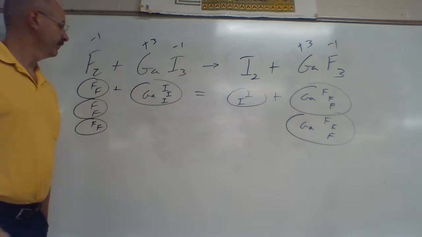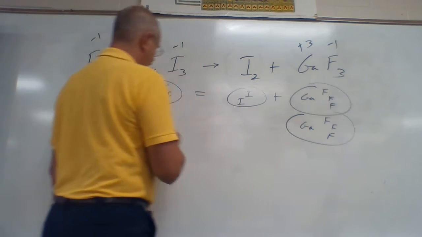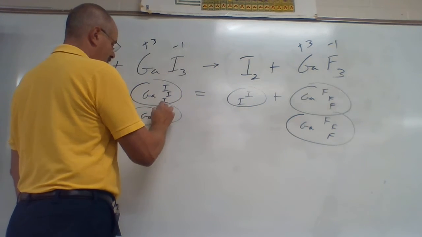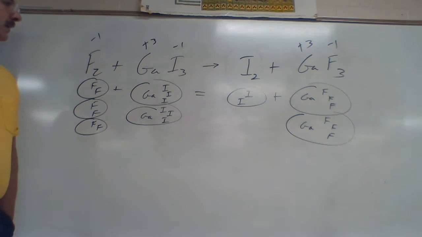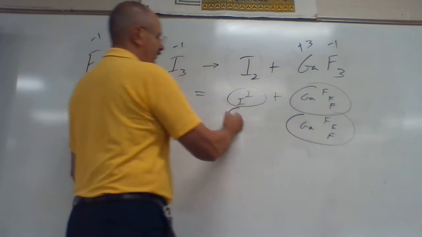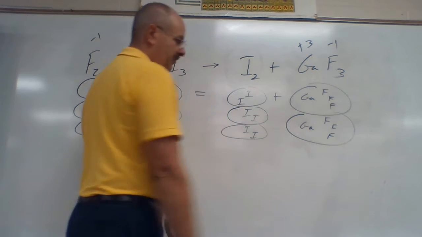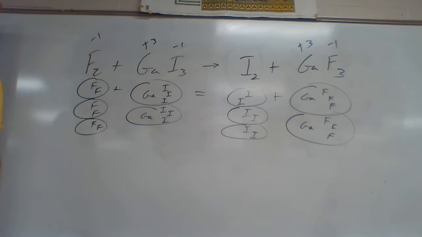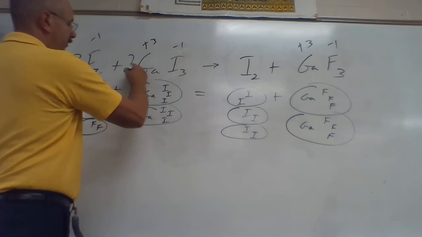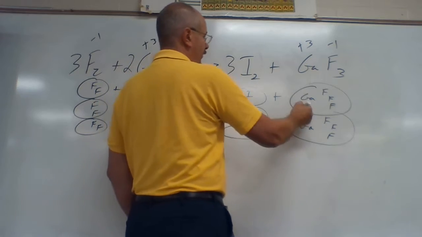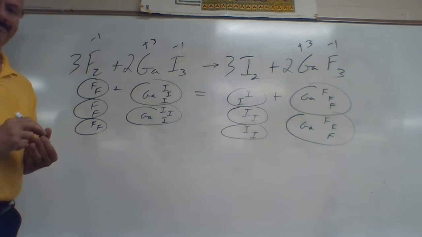Now the F's are even. Jump over to Ga's. I got 1 Ga, and I got 1, 2 Ga's. So I need another one of this guy. There's my 2 Ga's. Now I's, I got 3, 6, and I got 2. There's 4. There's 6. So now that's even. So everything's evened out now. So 1, 2, 3, put a 3. 1, 2, put a 2. 1, 2, 3, put a 3. 1, 2, put a 2. And there's the final answer for that single replacement.